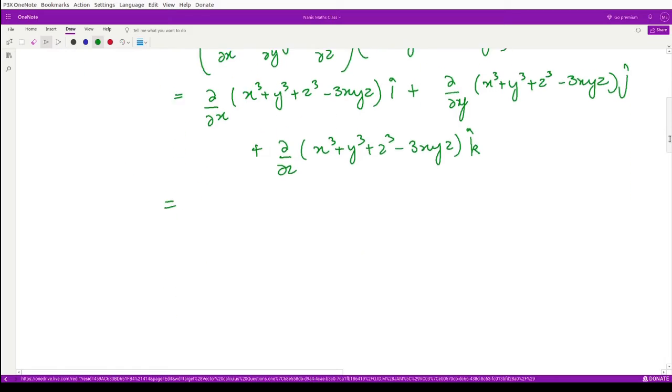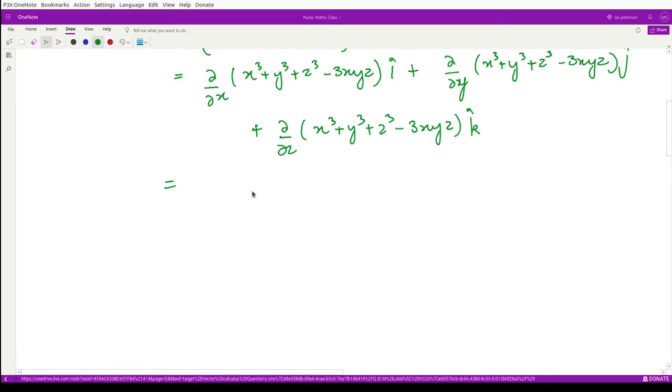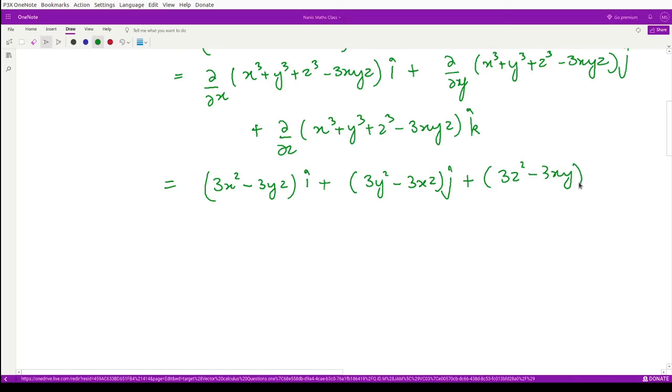So let us calculate the partial derivatives here. So partial derivative with respect to x would be 3x square minus 3yz, right? This is i cap, and then with respect to y it would be 3y square minus 3xz, this would be j cap, and then for the third term it would be 3z square minus 3xy, this would be k cap, right? So this is the gradient of the function f.